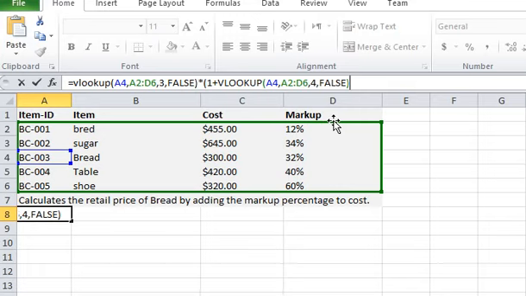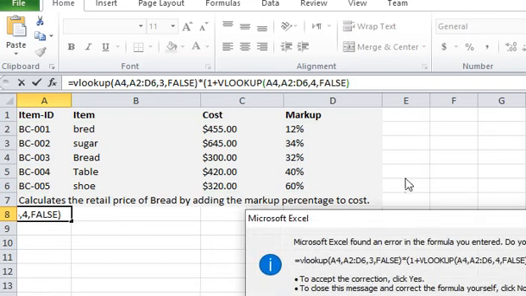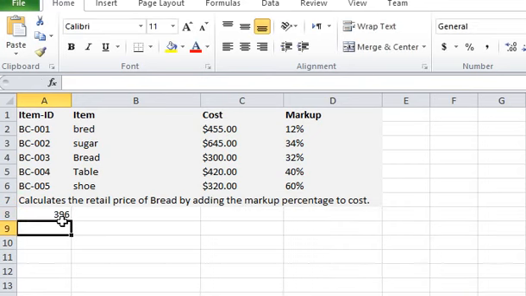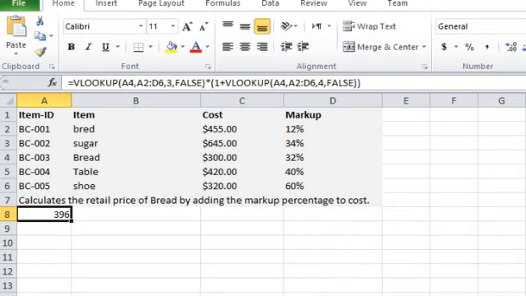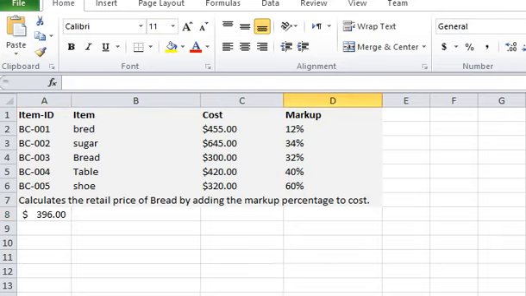I've added the markup percentage cost. Yeah, I have double brackets. The first bracket has not been closed. Okay, it has corrected itself. So this is how to calculate the percentage markup by calculating the price and adding the markup percentage.